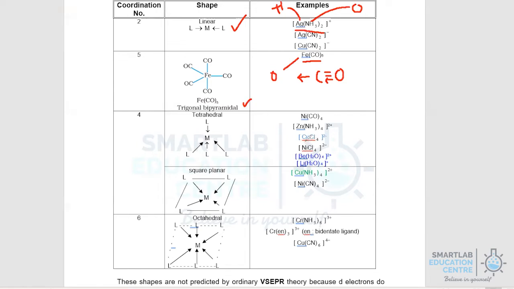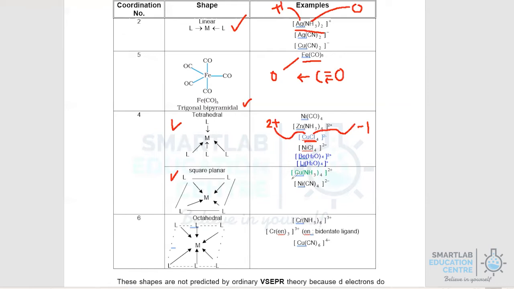Next example we look at is CuCl4 2-. In this case, chloride has a charge of -1, so therefore the charge of copper is 2+, and the coordination number is 4. And we need to bear in mind, when the coordination number is 4, there are 2 possible shapes, either tetrahedral or square planar.